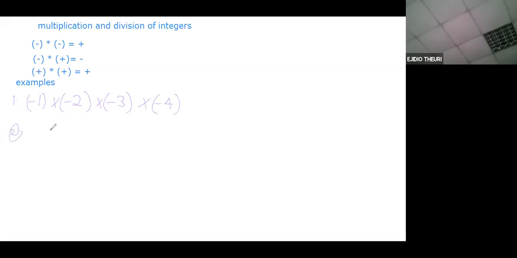Number 2, negative 105 divided by 21. Number 3, negative 35 divided by negative 7. Number 4, negative 6 times 3.